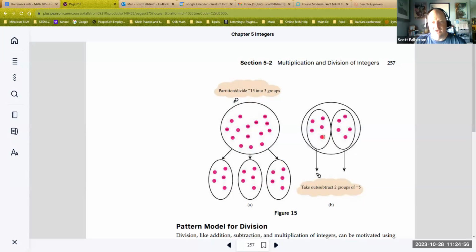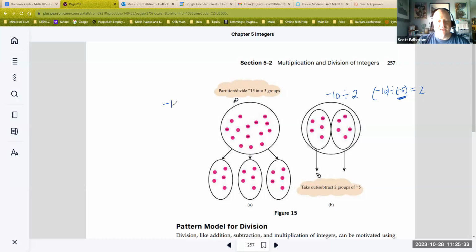And then here, you could also think of taking out or subtracting two groups of -5. So this problem over here was -10 divided by 2, if you want to think of it that way. If I divide it by 2, I can make two groups. I could also do -10 divided by -5, where I'm saying I'm going to take groups of -5 and remove those. Okay, and then we're seeing how many groups can I make? Well, I could make two groups.